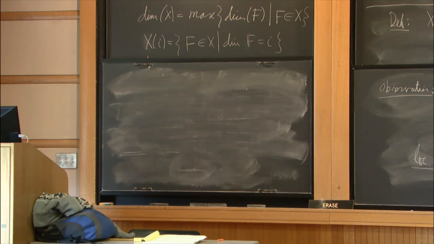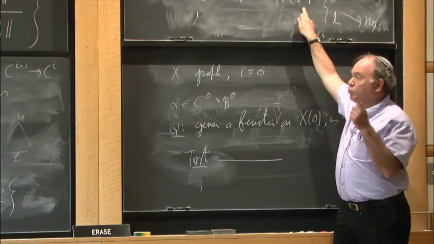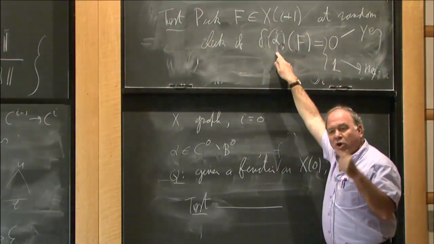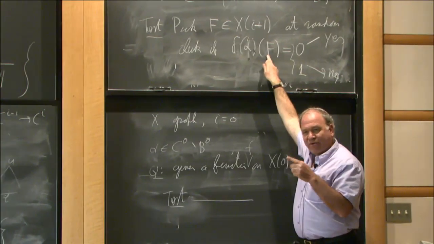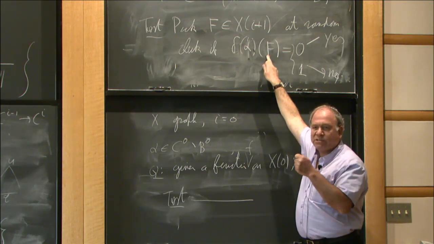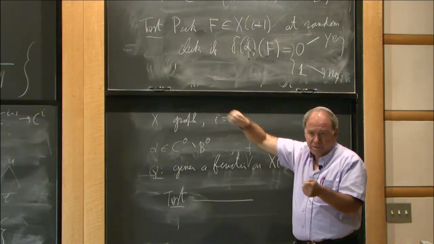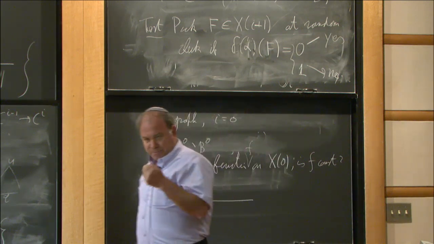What's the number of queries that you make in this cocycle? In the cocycle, it's i plus one. If you take F, which is of dimension i plus one, and you check alpha on the walls of F, the walls of F are obtained by deleting one point at a time. So the number of walls is i plus one, which is a constant number, independent of the number of queries going to infinity.